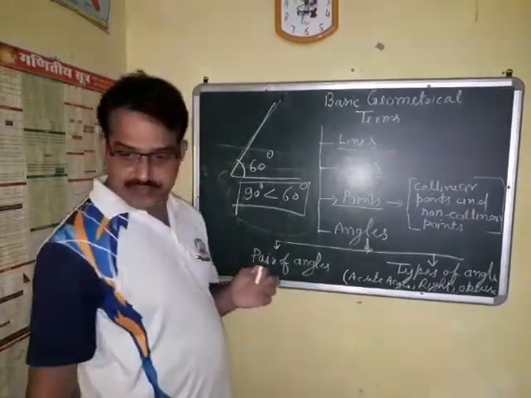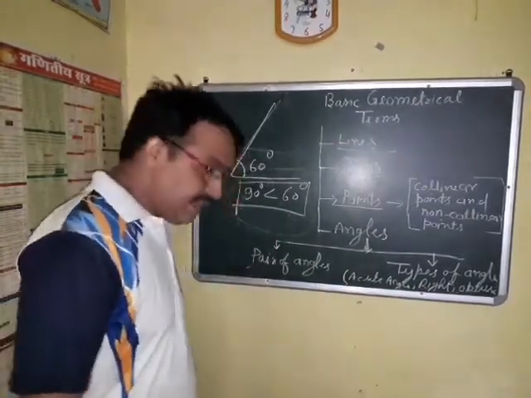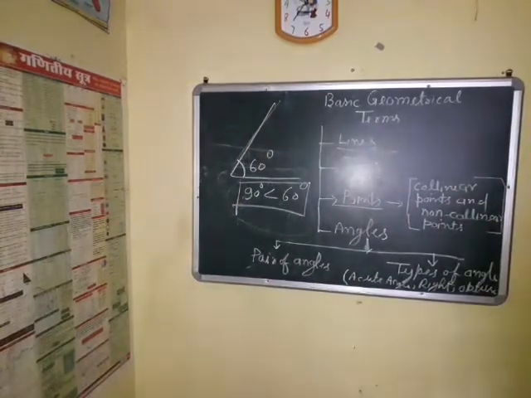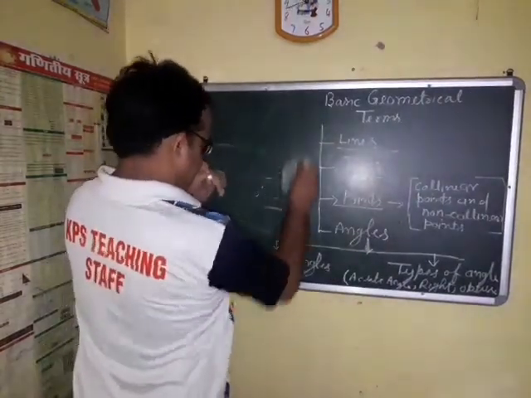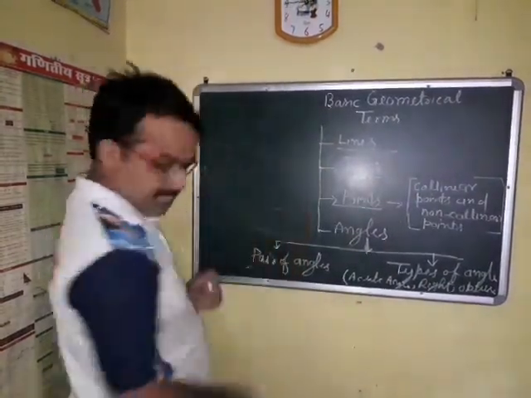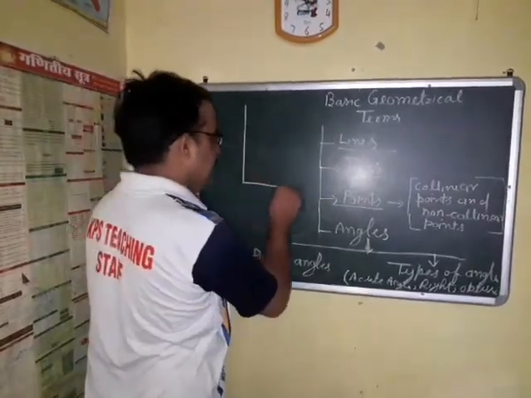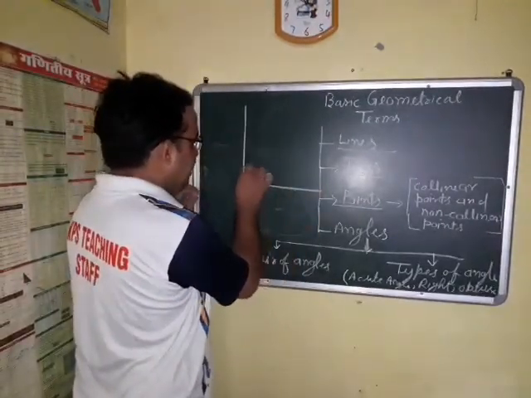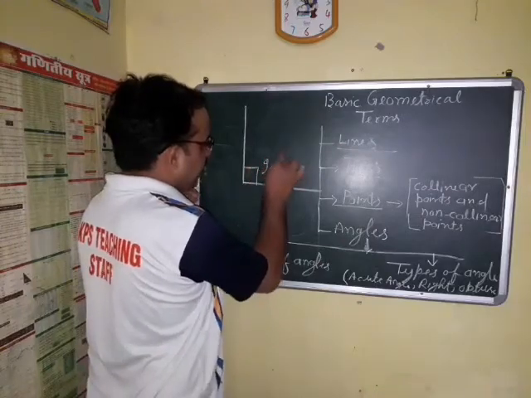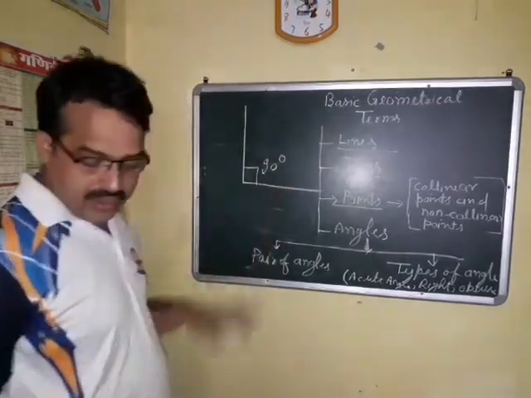Right angle, we discuss here the right angle. Everyone see, this one is the right angle here. An angle which is 90 degrees is called a right angle. This one is 90 degrees. A 90 degree angle is a right angle.